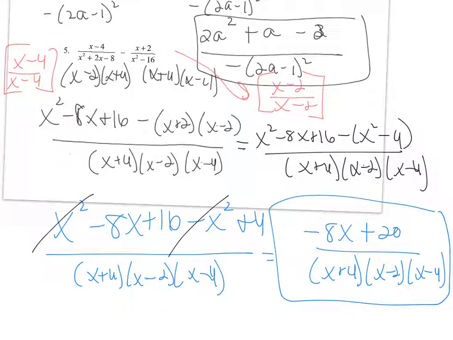Alright folks, so hopefully you got negative 8x plus 20 over x plus 4 times x minus 2 times x minus 4. You can leave it like that, you don't have to FOIL.